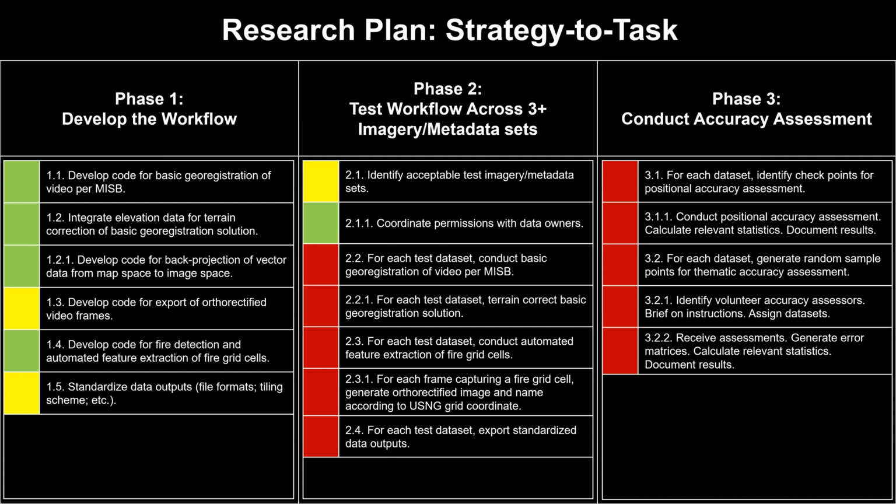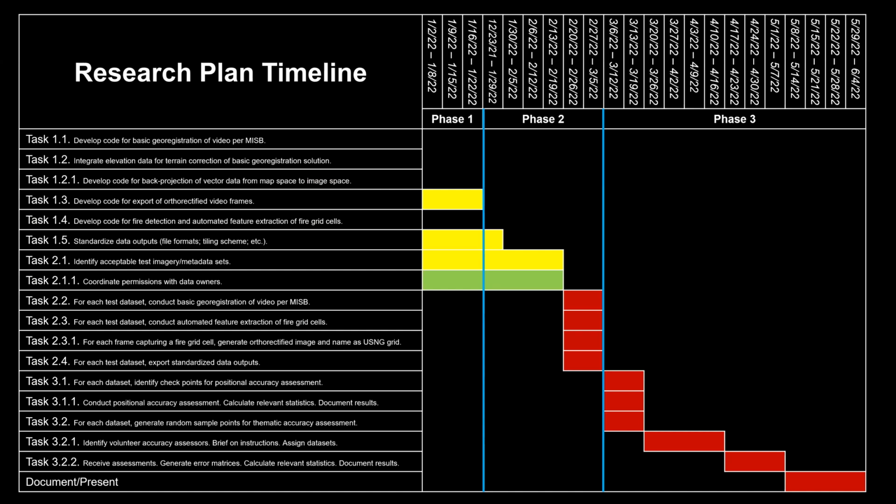As you can see, we then move into actually running the process on each data set, and then conducting the accuracy assessment, as I talked about previously. This is the timeline for that. For phase 1, we're coming up on the end of it. It's been ongoing for about a year now in terms of building out the code to make this work, and it ends pretty much at the end of the year.